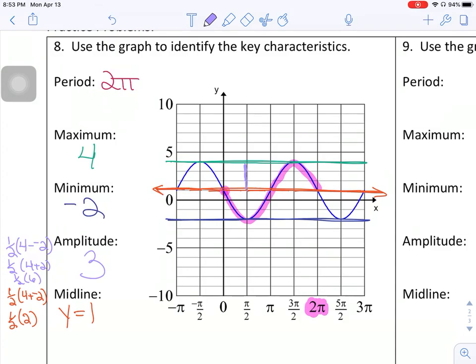Okay. Problem number 9 and the other problems use as practice. If you have any questions, let me know.